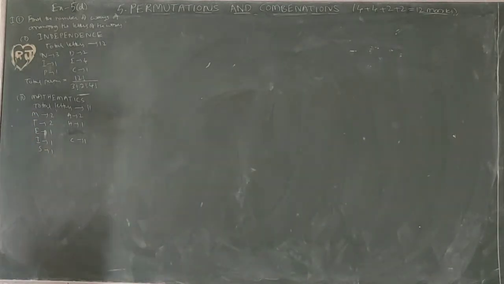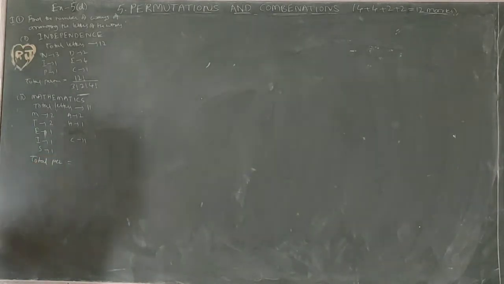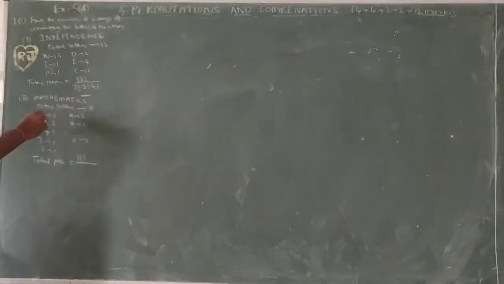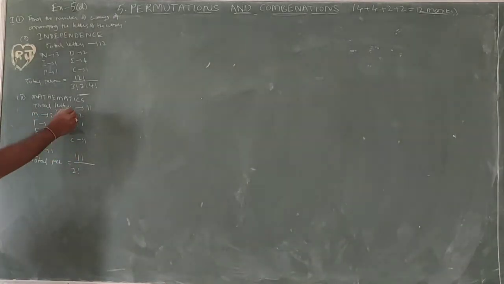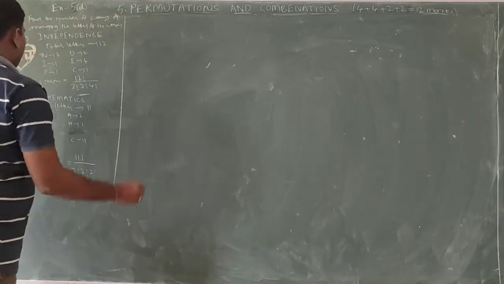Now I want to write total permutations. Total permutations equal to, total how many? 11 letters, 11 factorial. Anything repeated? M 2 factorial, A 2 factorial, T 2 factorial. That's it.